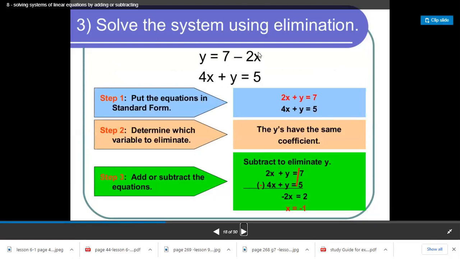So we have in front of you now y equals 7 minus 2x, and 4x plus y equals 5. First step, we have to put the equations in standard form. So we will put the first equation in standard form. It will be 2x plus y equals 7. The second equation is already written in standard form, 4x plus y equals 5.